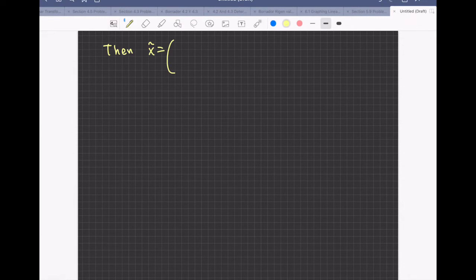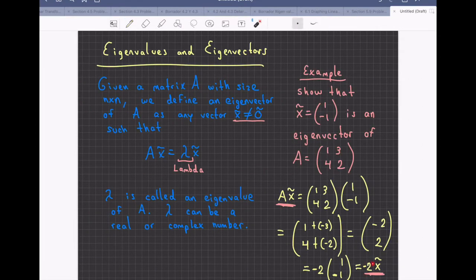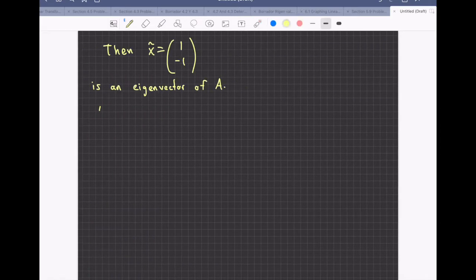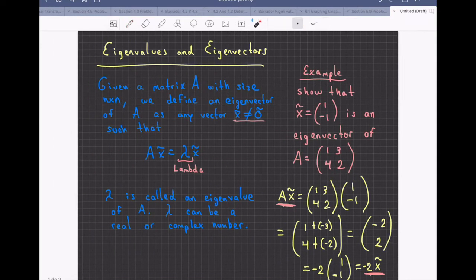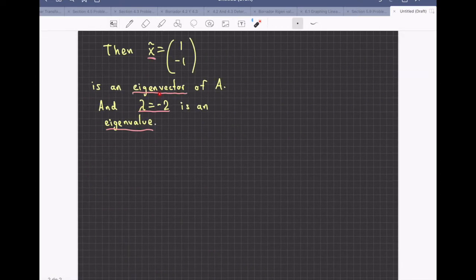Then the vector x equal to 1, -1 is an eigenvector of A. And what is the corresponding eigenvalue? This -2. And lambda equal to -2 is an eigenvalue. So again, if we have a matrix A times a vector x equal to, in this case, a real number times the same vector x, so we have an eigenvector, and the real number in this case is an eigenvalue.